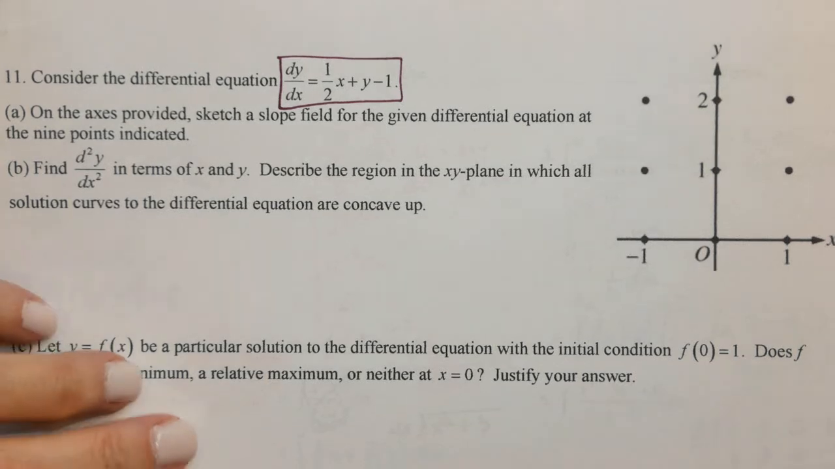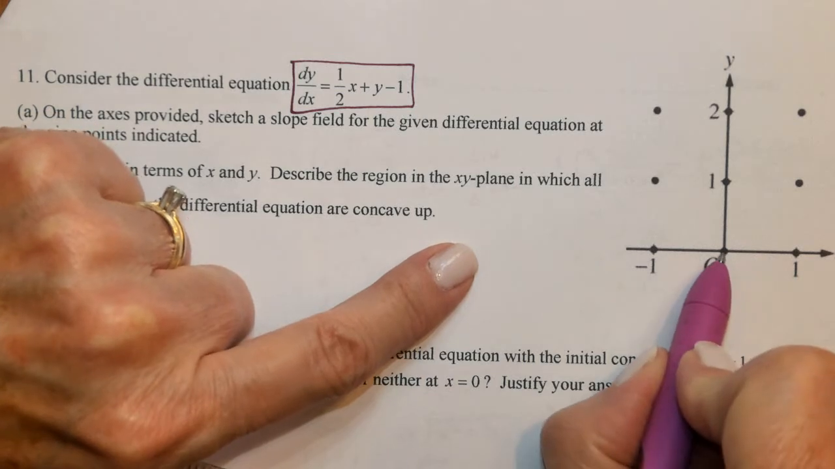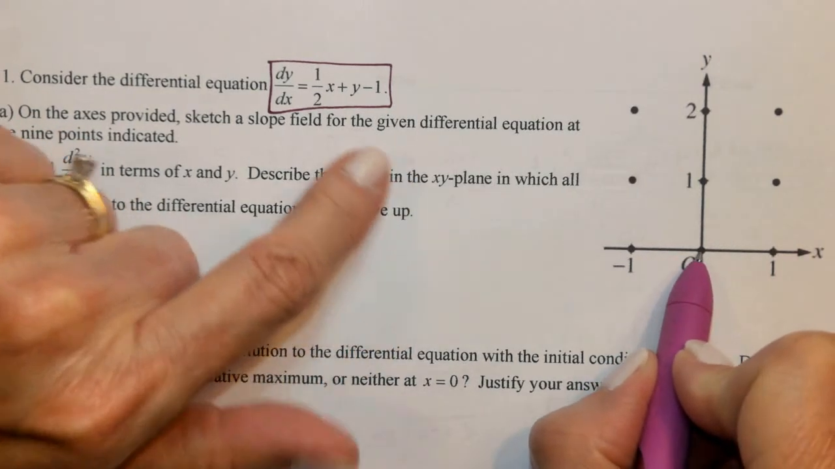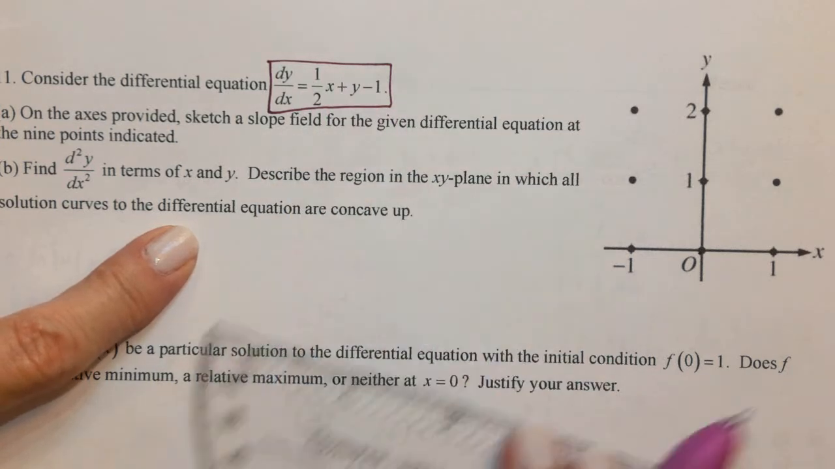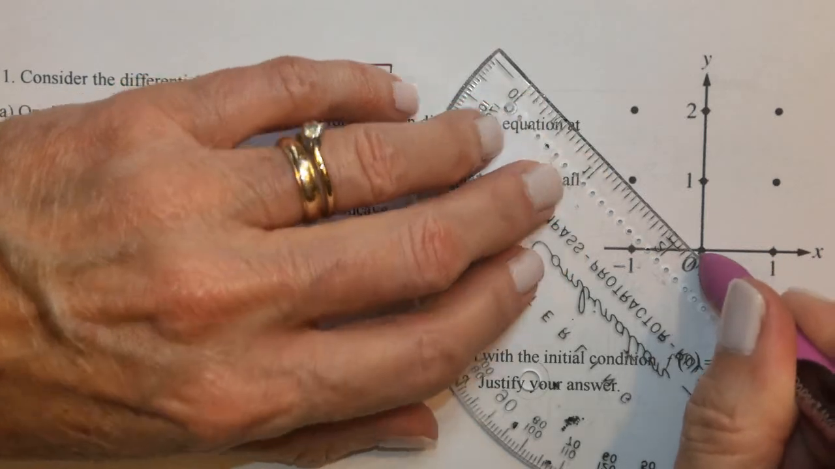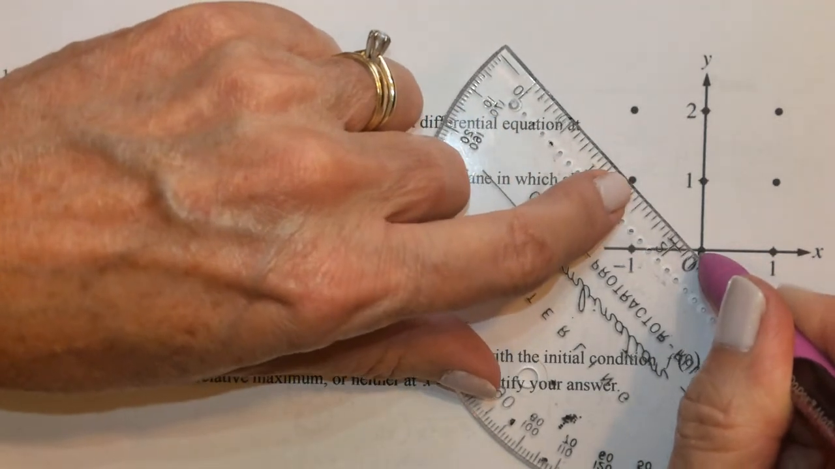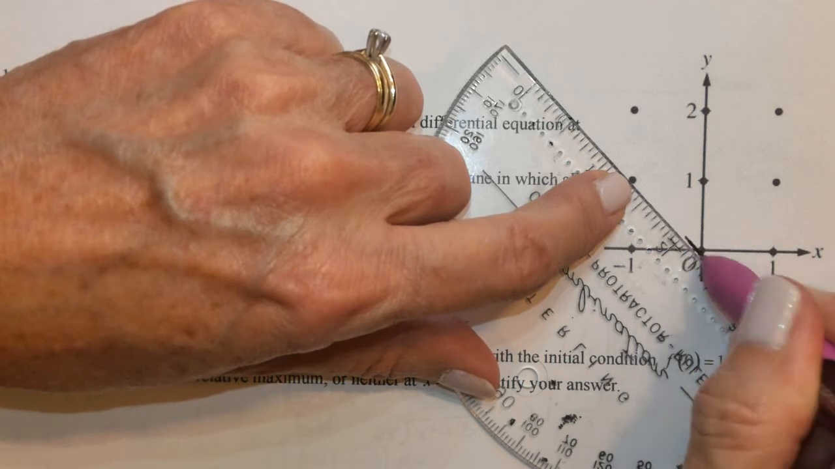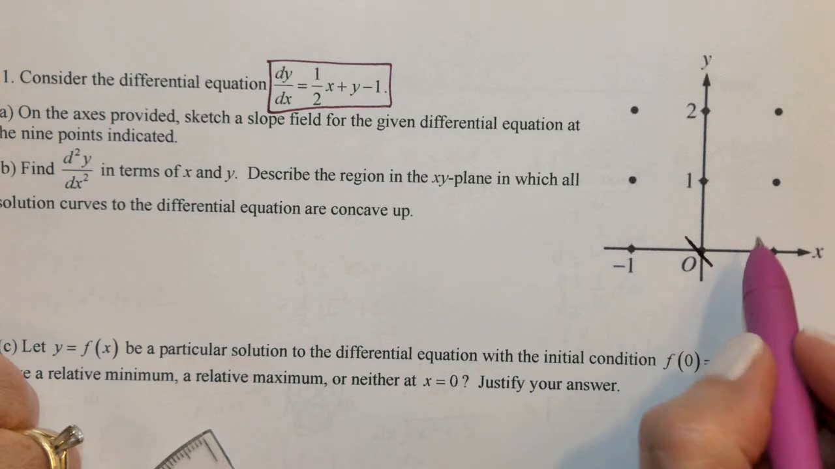All right. So let's see. At the point 0, 0. That's one of our points. So at the point 0, 0, I'm going to put 0 in for x, 0 in for y. I get -1. So the slope right there is a -1. So I do this, and I'm lining up my little straight edge with that point to get a nice -1 slope. Okay? And then I'm going to go on.